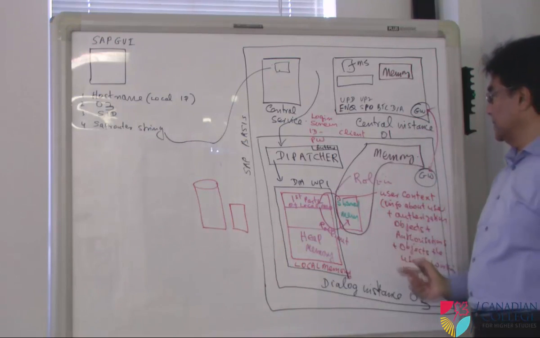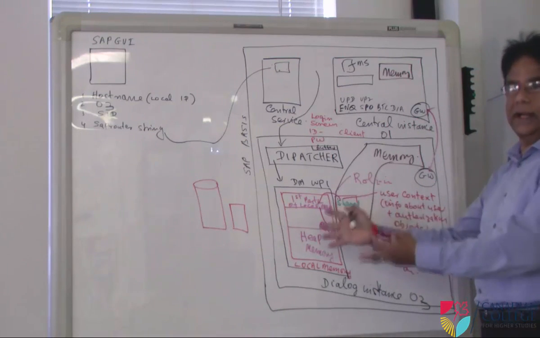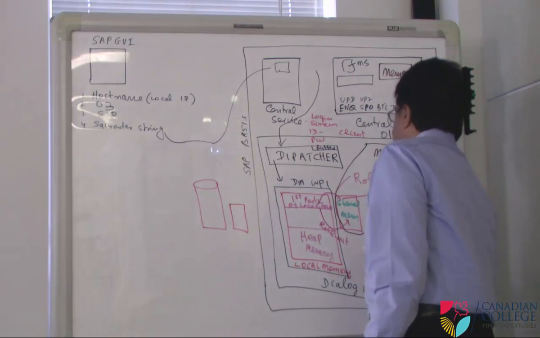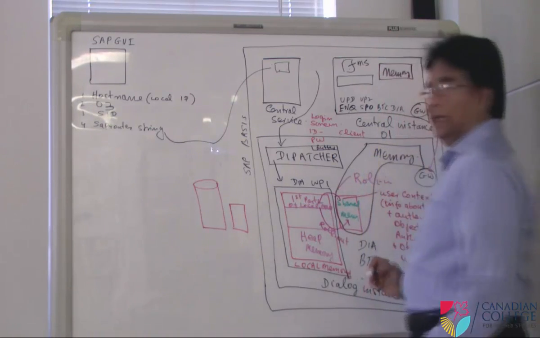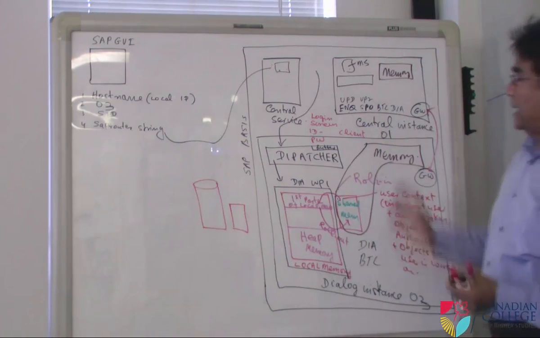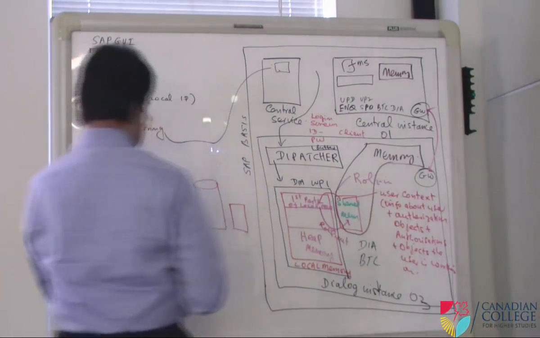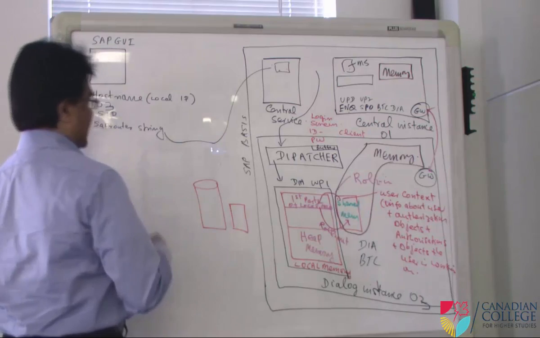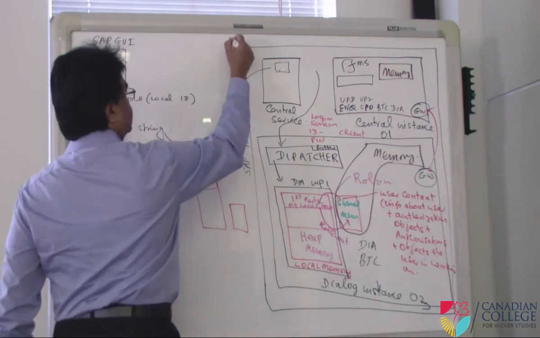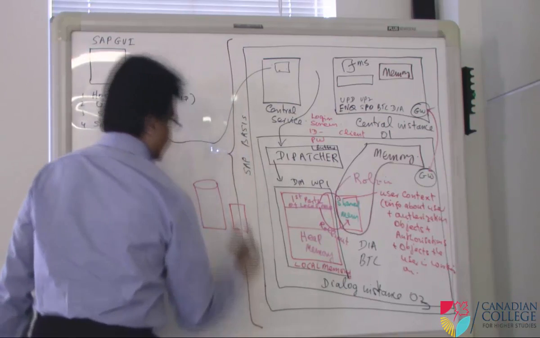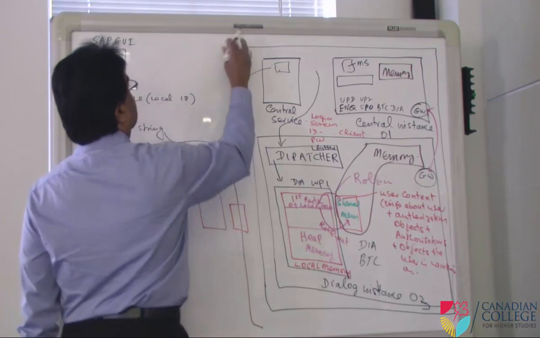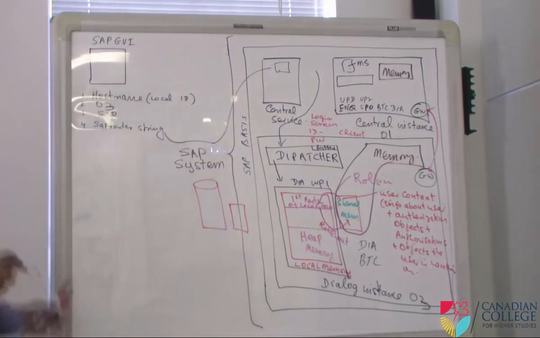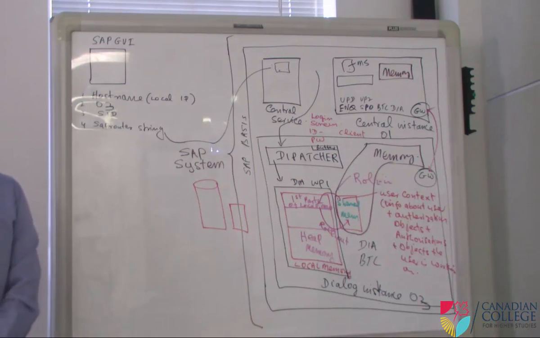So in the central instance, we have all the varieties of work processes. But in the dialog instance, which I drew big because I'm drawing inside, I have only dialog and background. We don't need an NQ work process. The entire system is the SAP system. There may be more things on top, and more things at the bottom also. I'm talking about only the basis layer.